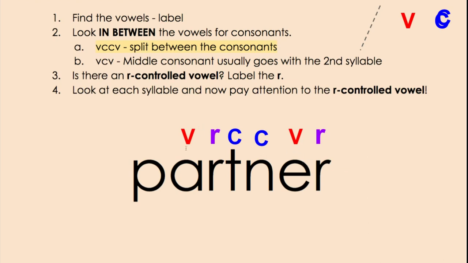So now, the way we look at this, we would just look at the vowel, consonant, consonant, vowel. And we always divide in between our two consonants. So let's sound out our first one. First syllable, part. Then we have ner. Partner.